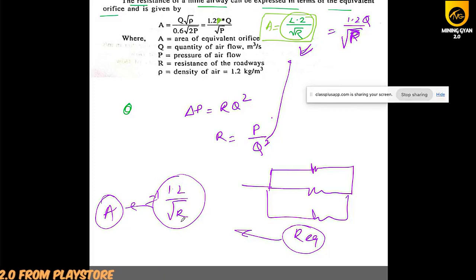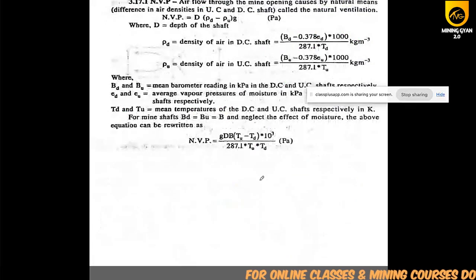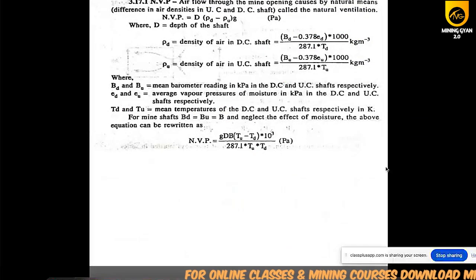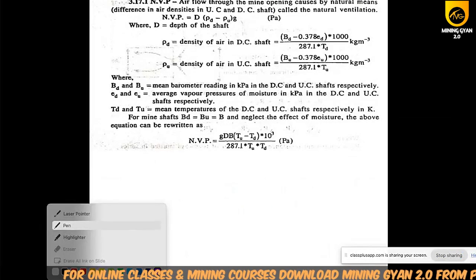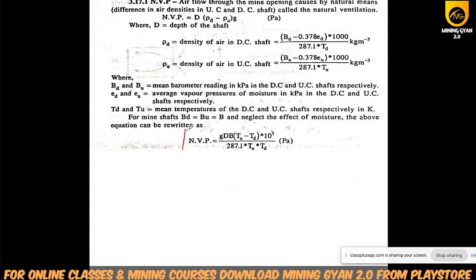And all the values, you know what A is, the area of the equivalent orifice, and what Q is, the quantity of air, what P is, the pressure, R is the resistance, and rho is the density, which is 1.2 kilogram per meter cube. Okay, and natural and mechanical ventilation. In this, you need two formulas. First is the natural ventilation, and both are similar. So if you know one of the formulas, you can calculate the other. So you know these formulas.